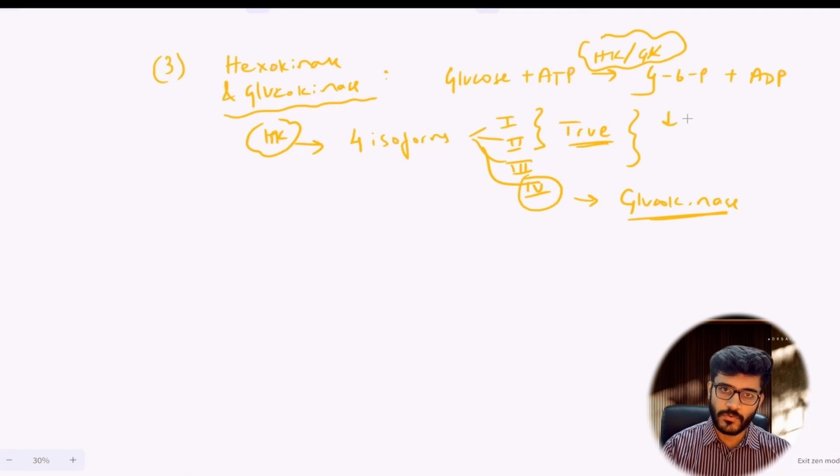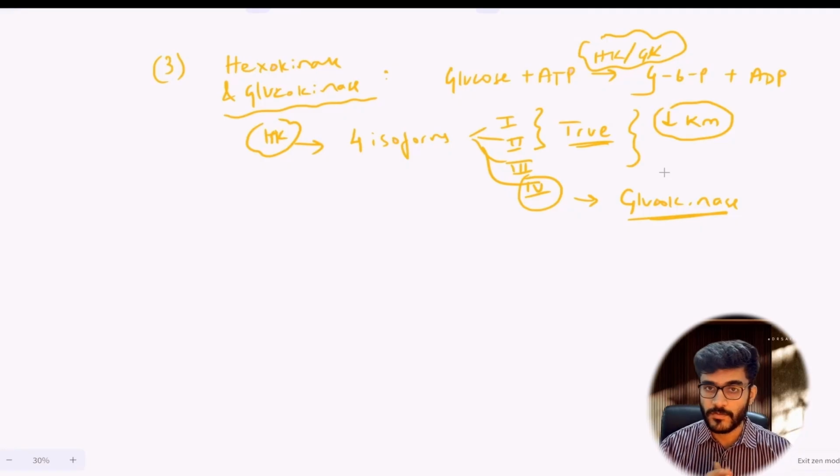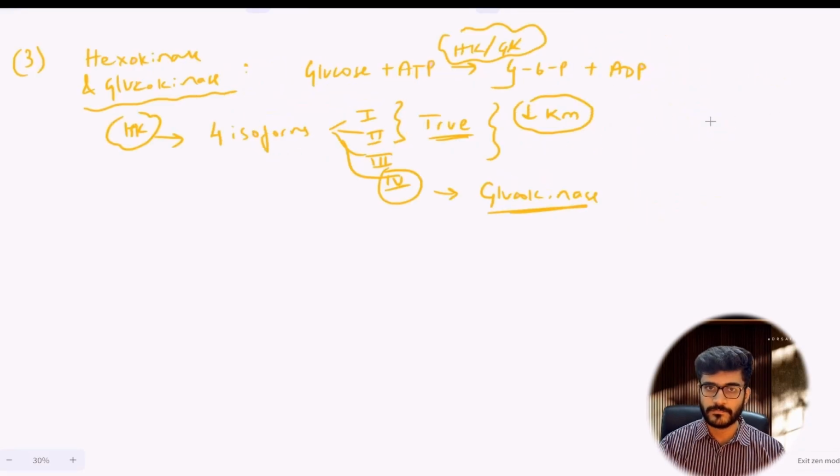They have a very low Km value. If you recall about Km values, if they have a very low Km value, it means they have a very high affinity for glucose, which means they efficiently grab glucose even when its concentration is low. Think of a hungry student quickly picking any food item available in the canteen. And this has a feedback inhibition, in the sense that if glucose 6-phosphate increases, the enzyme slows down. This prevents unnecessary glucose phosphorylation when the cell's energy needs are met.